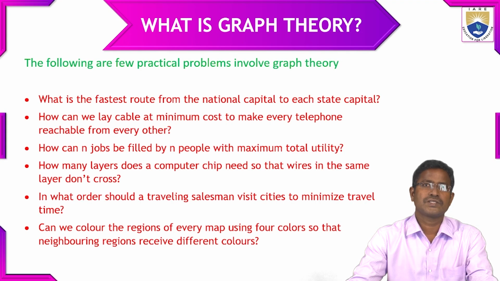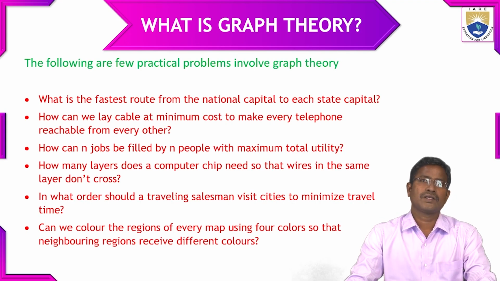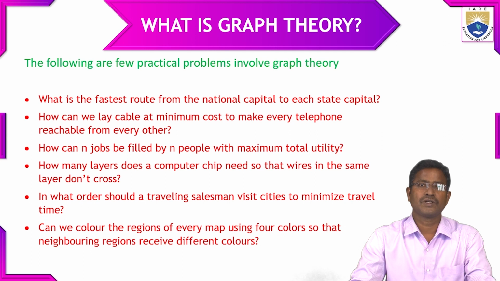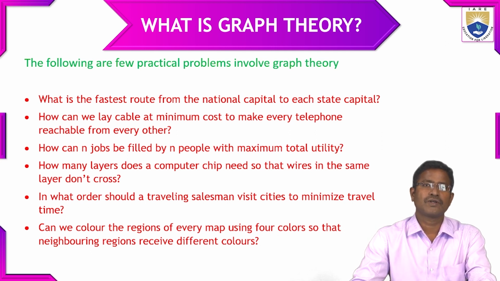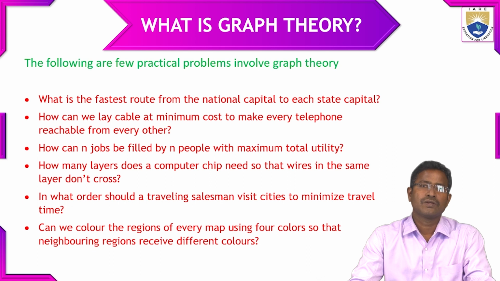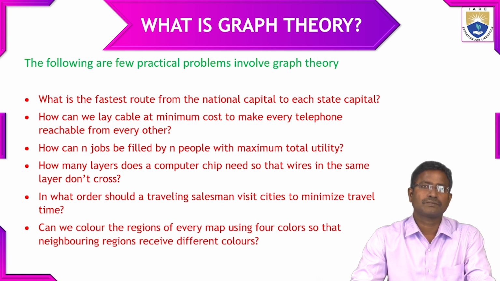Now we'll see what graph theory is and what the applications of graph theory are. I'm saying that all the problems in the real world can be modeled in graph theory. Take one example: if you want to move from the national capital to state capitals, suppose from Delhi to Hyderabad, Delhi to Bangalore, Delhi to Tamil Nadu, or Delhi to Kerala, what are the constraints here? How do you model this type of problem in graph theory?